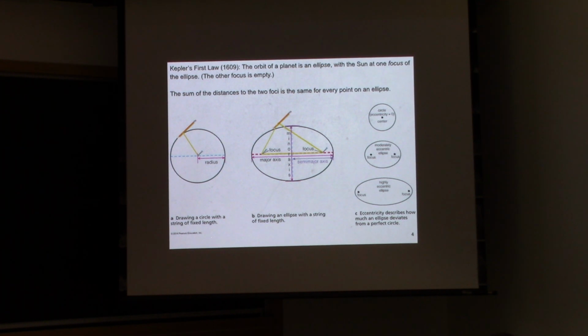The orbit of a planet is an ellipse with the sun at one focus of the ellipse. The other focus is empty. So, of course, we've got things to define here.